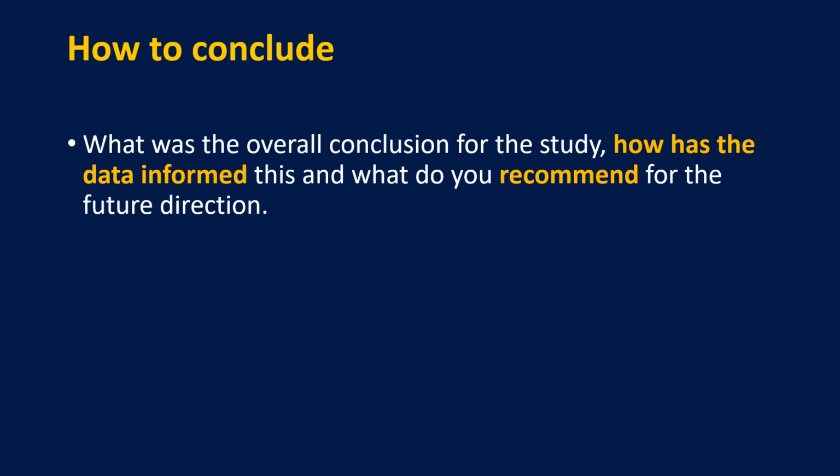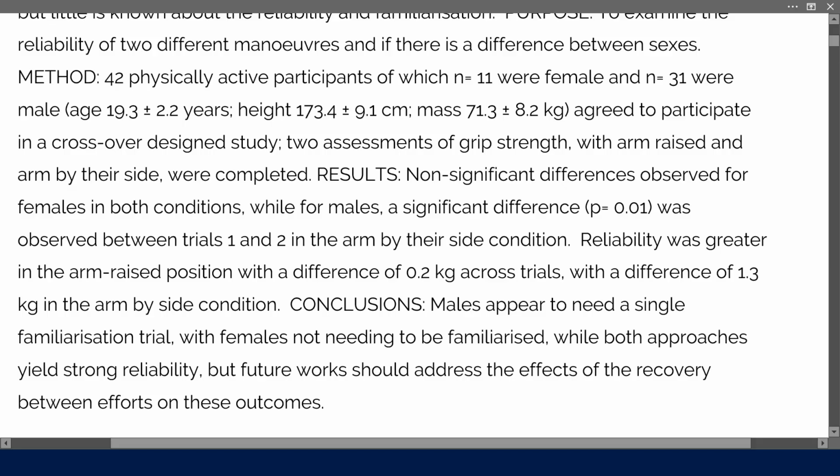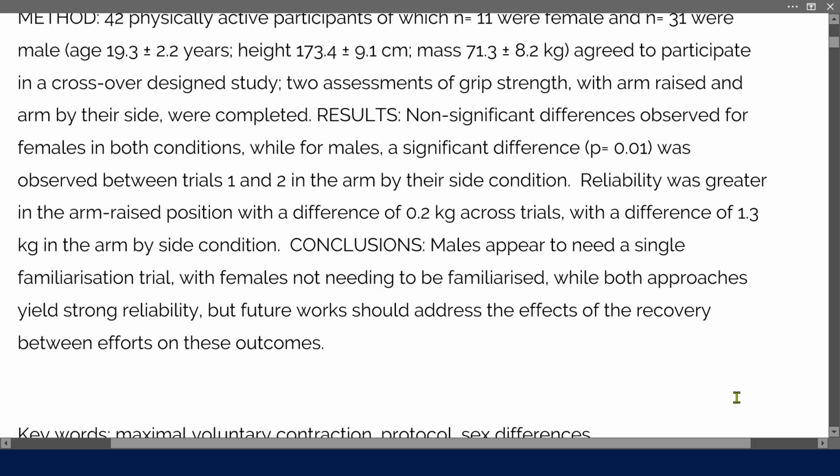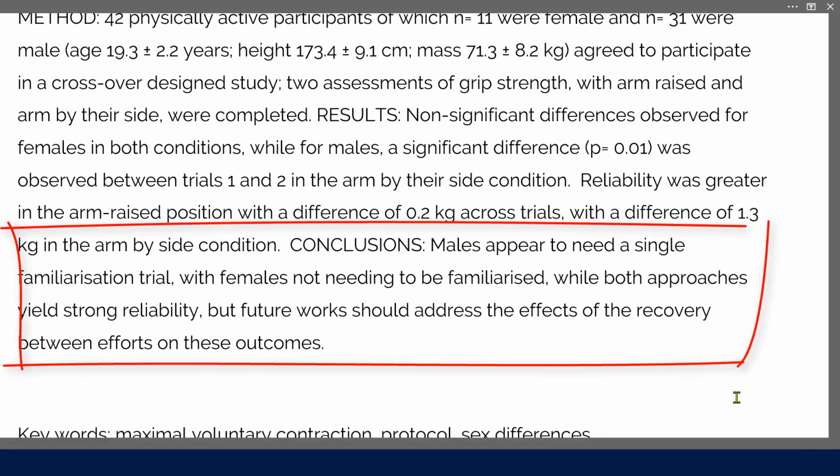And if you have the opportunity, try and then recommend something for future directions. And that again may depend upon the word count that you're playing with. So let's have a brief look. So here we can see it in our example that we've got here. So moving up, if we look, you can see quite clearly conclusions.